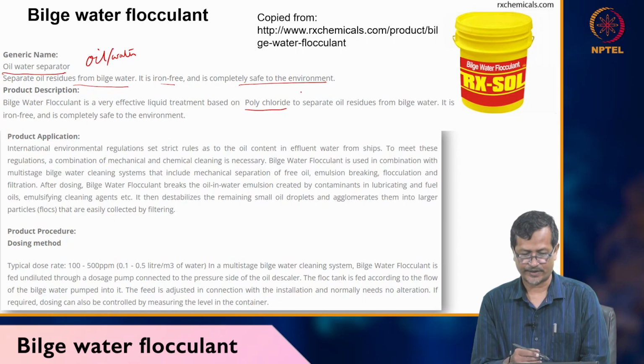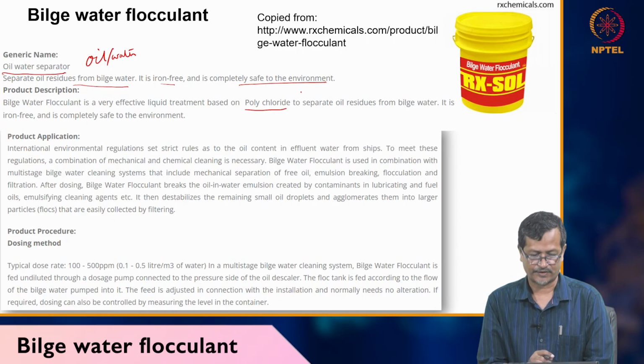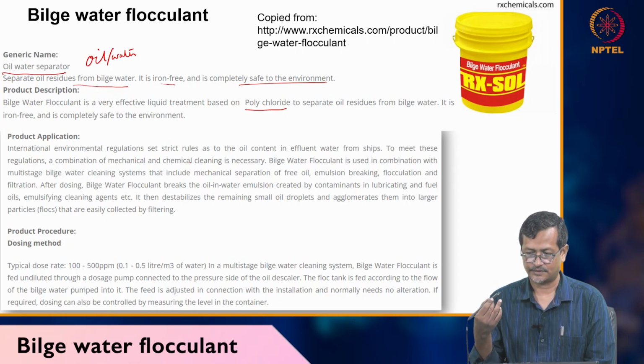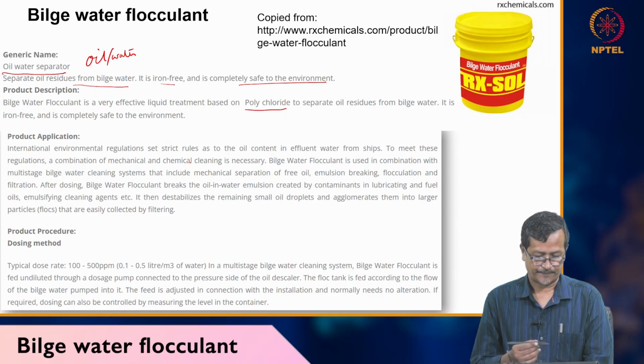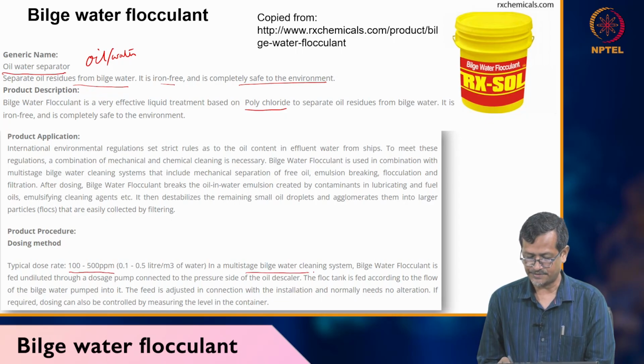From the company document I am reading, this is exactly copied from a company document. So the international environment regulation is that your oil content should be less than 15 ppm. Typical dosage rate is 100 to 500 ppm in a multi-stage bilge water cleaning system. Bilge water flocculant is fed undiluted through a dosage pump. It's called a dosing pump, the term chemical dosing is used.